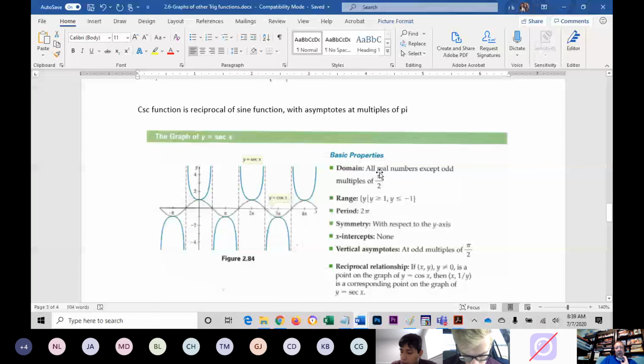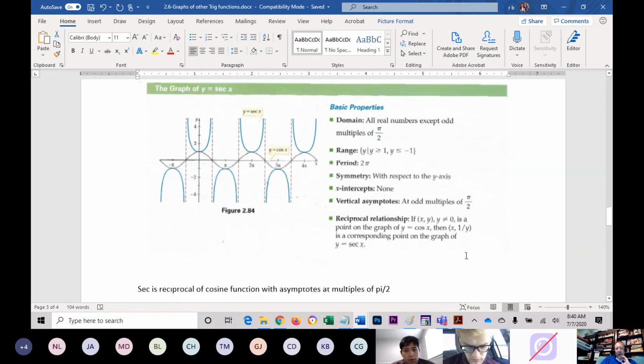Your domain is all real numbers except for the odd multiples of pi halves, because remember at pi halves the cosine is 0, so 1 over 0 is undefined. Your range is going to be y greater than or equal to 1 or y less than or equal to -1. Your period's still going to be 2 pi. You still have symmetry with respect to the y-axis. You're not going to have any intercepts; it's never going to cross the axis. Your vertical asymptotes are odd multiples of pi halves.